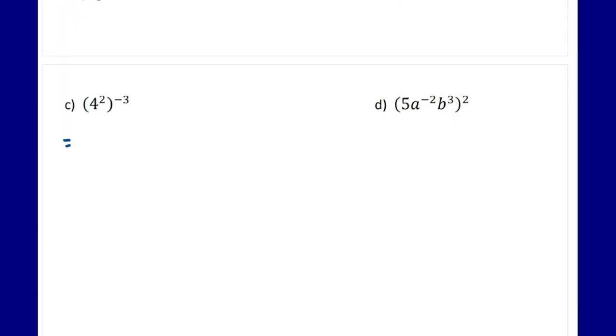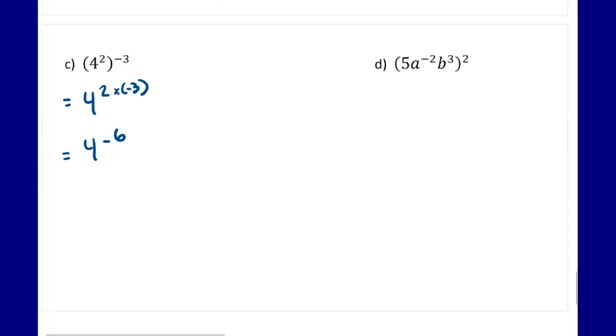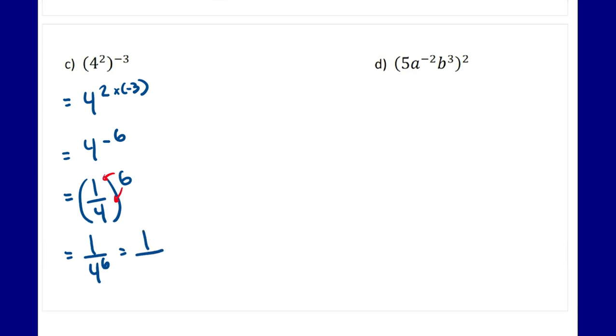C, again, same kind of concept. Power to a power, we keep the base the same. 4 to the power of 2 times negative 3. I get 4 to the power of negative 6. Negative power, I want to rewrite it as a positive. So 1 over 4 to the power of positive 6, which becomes 1 over 4 to the power of 6, because this 6 applies to both parts. But 1 to the power of anything stays as 1. And then evaluated, I get 1 over 4,096.